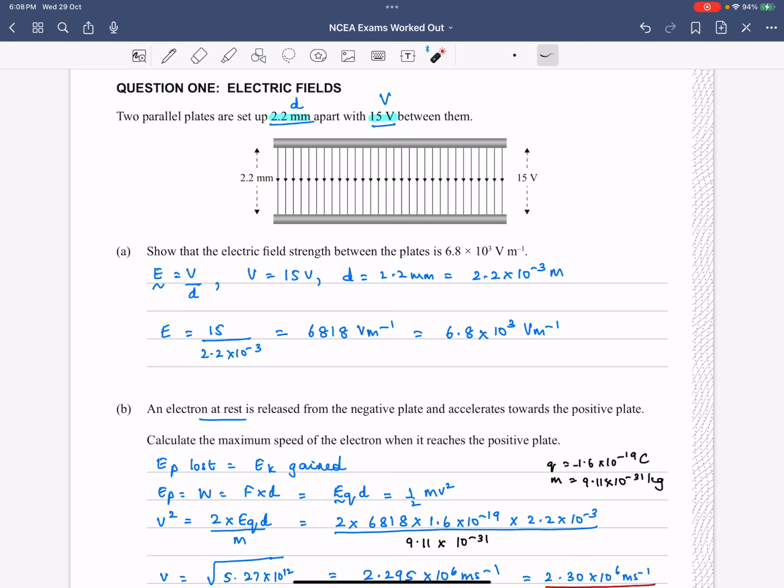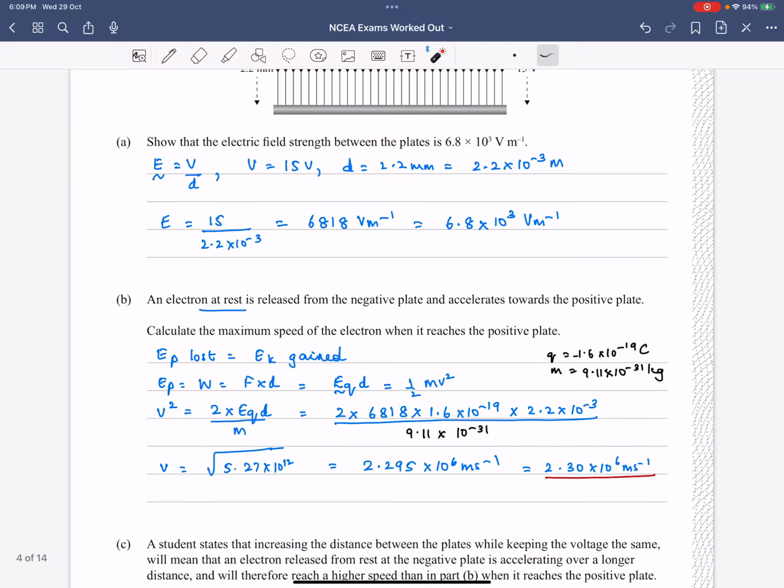Now from your formula sheet, you'll see that the electric field strength has two formulae. One of them is E equals V over d. The reason we're using this formula is because we know the V and we know the d. So here's your voltage, here's your distance, which I've converted to meters now, so it's 2.2 times 10 to the power of negative 3. There's your voltage divided by the distance. Always write an unrounded answer for a show-that question so that your marker will know you've actually worked through this. And here is how they want it.